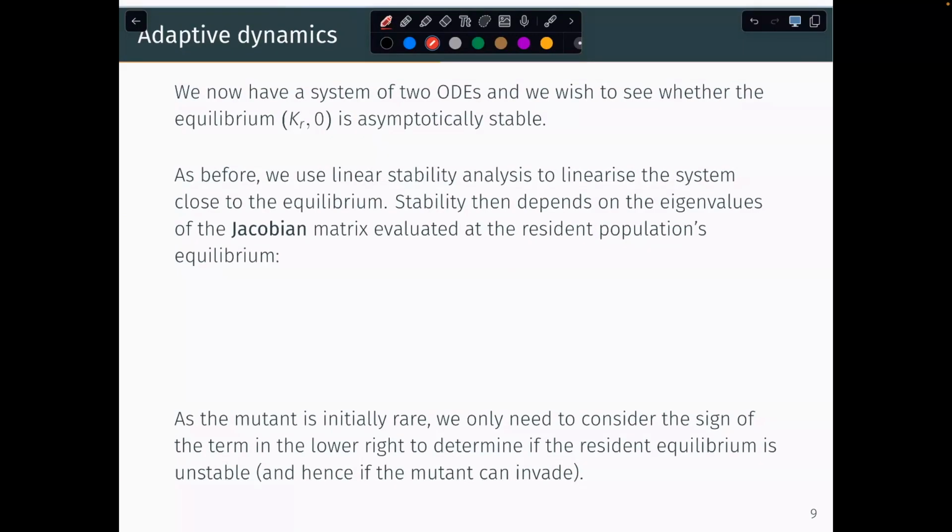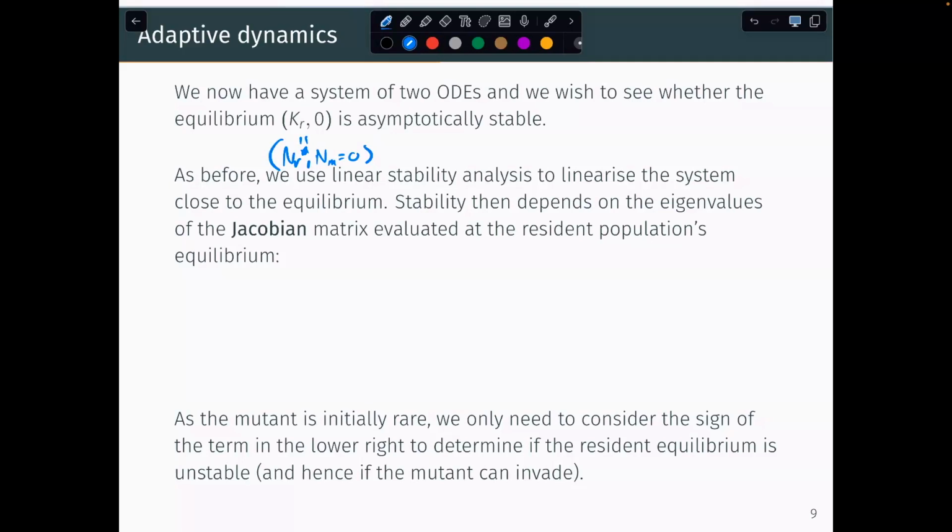So in a classical ODE sense, what we're really asking is: is this equilibrium, NR star with NM equal to 0, asymptotically stable? Again, this is essentially just linear stability analysis.